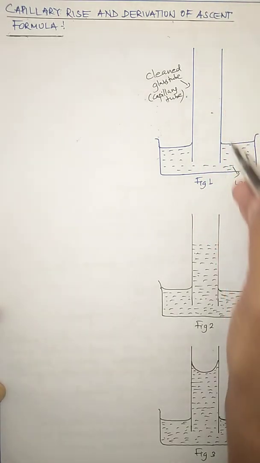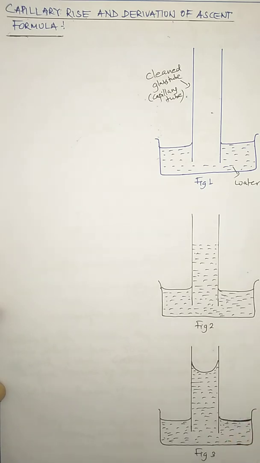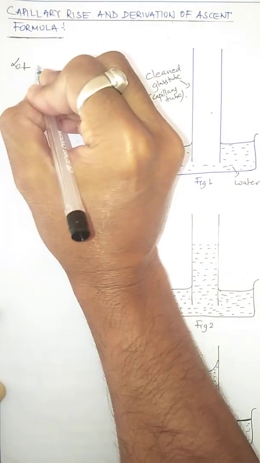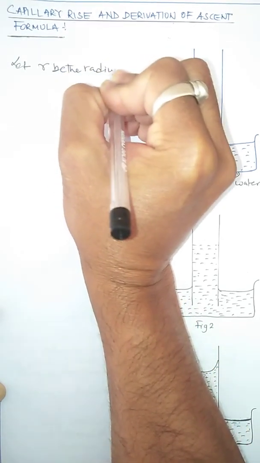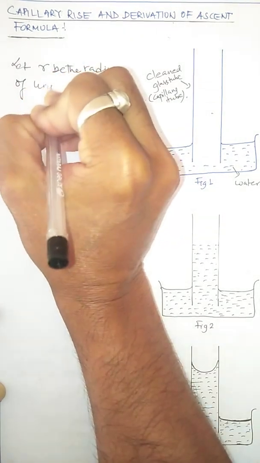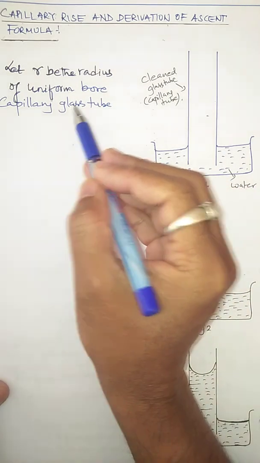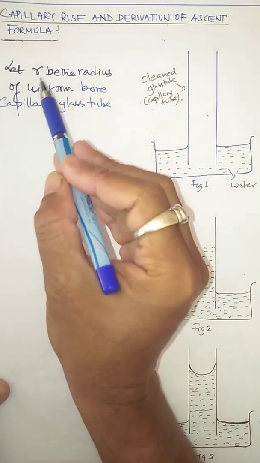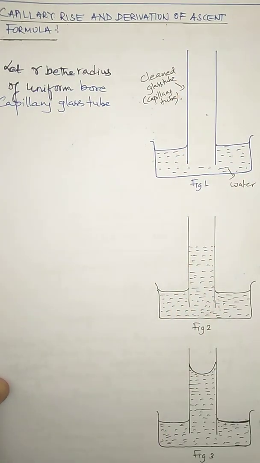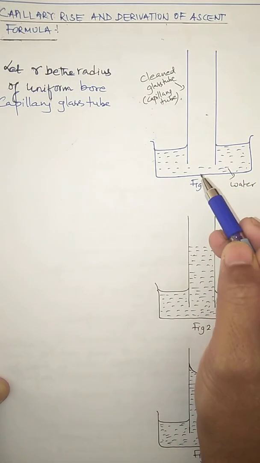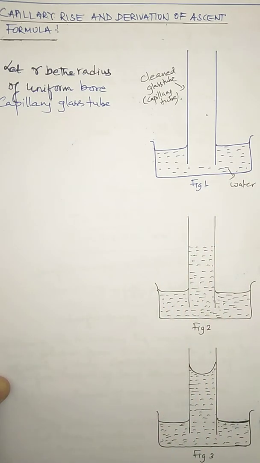As I said, this tube has a uniform bore of a certain radius, and that radius I consider as r. So I write: let small r be the radius of the uniform capillary glass tube. This tube must be dipped in a liquid like water, contained in a glass beaker. So as a result, what happened?